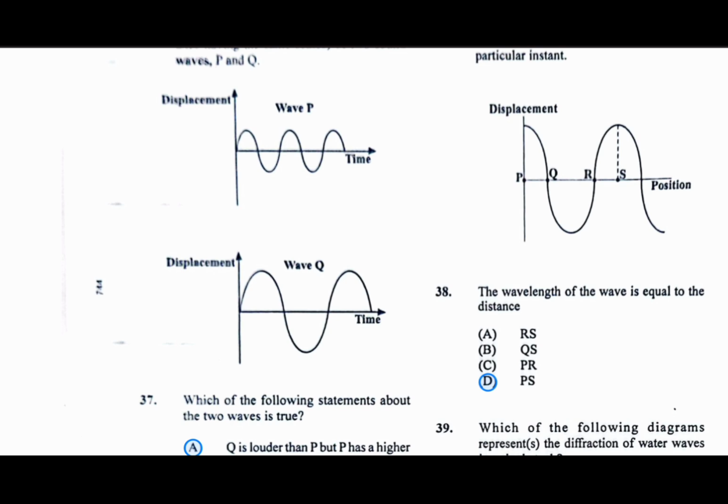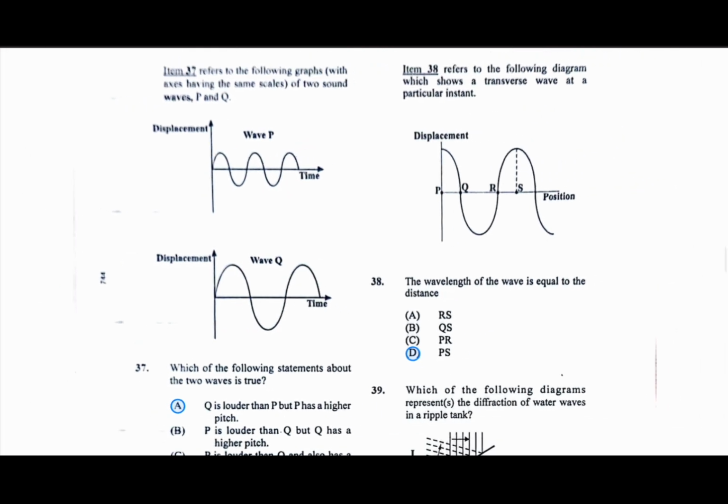And P has a higher pitch because its frequency is greater. I would like you to think about frequency as the amount of time a wave oscillates. Clearly, wave P is oscillating at a greater frequency than wave Q. That being said, wave P has a higher pitch because the higher frequency corresponds to high pitch and a lower frequency corresponds to low pitch.